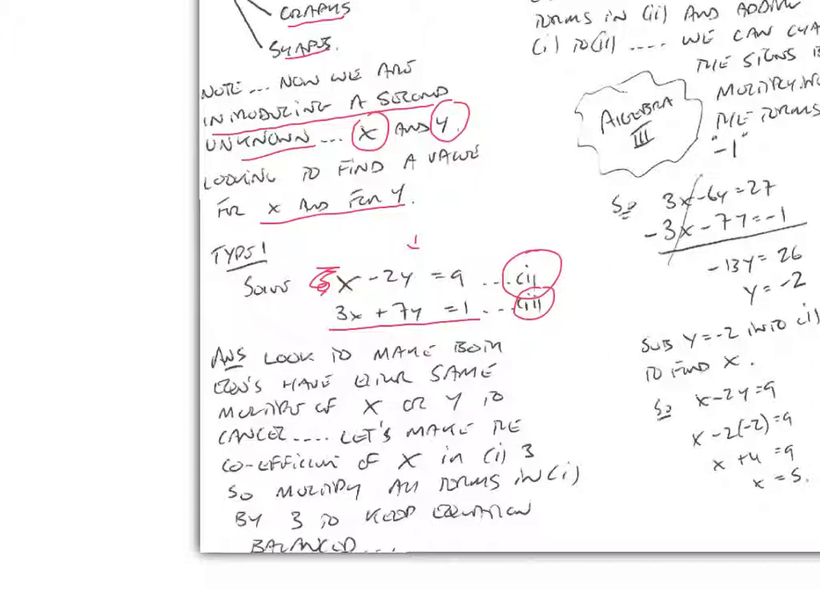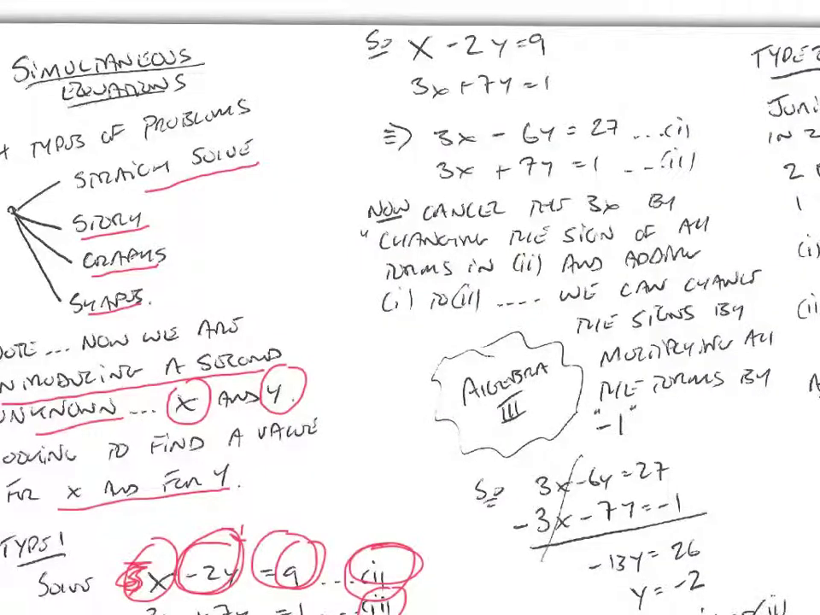We need to make the coefficient of x, in this case 3, and to do that we need to multiply all the terms here by 3, because that keeps the equation balanced. Do unto one as you do unto others. If we're going to turn this into 3x by multiplying by 3, we have to multiply this by 3 and this by 3, so that the equation holds true and remains balanced, and we can still work with it. So, x minus 2y equals 9, 3x plus 7y equals 1. Multiplying everything here by 3, we get 3x minus 6y equals 27.